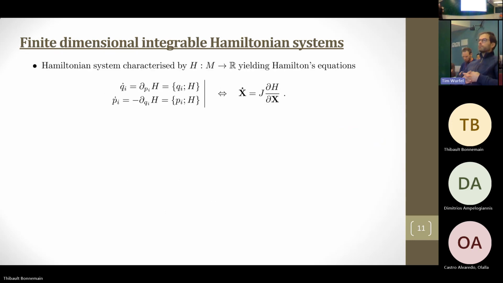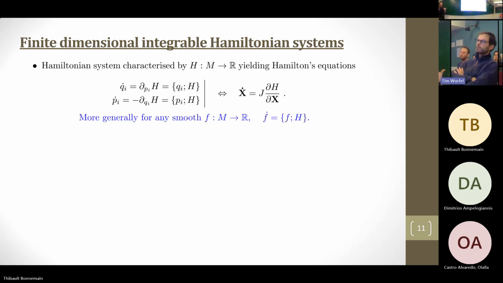And then, as you probably know, a Hamiltonian system is characterized by a function H called the Hamiltonian, which yields Hamilton's equation in terms of the Poisson bracket or in terms of the symplectic form. And this specifies the dynamics of the system. And more generally, the dynamics of any observable, of any function on the phase space, can be obtained through a Poisson bracket that involves the Hamiltonian.